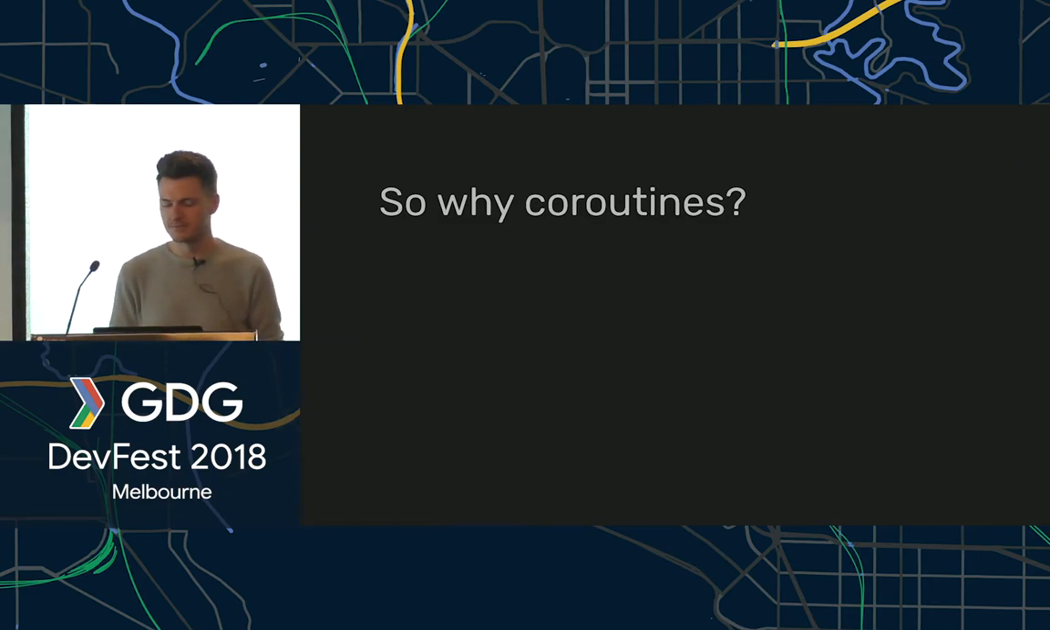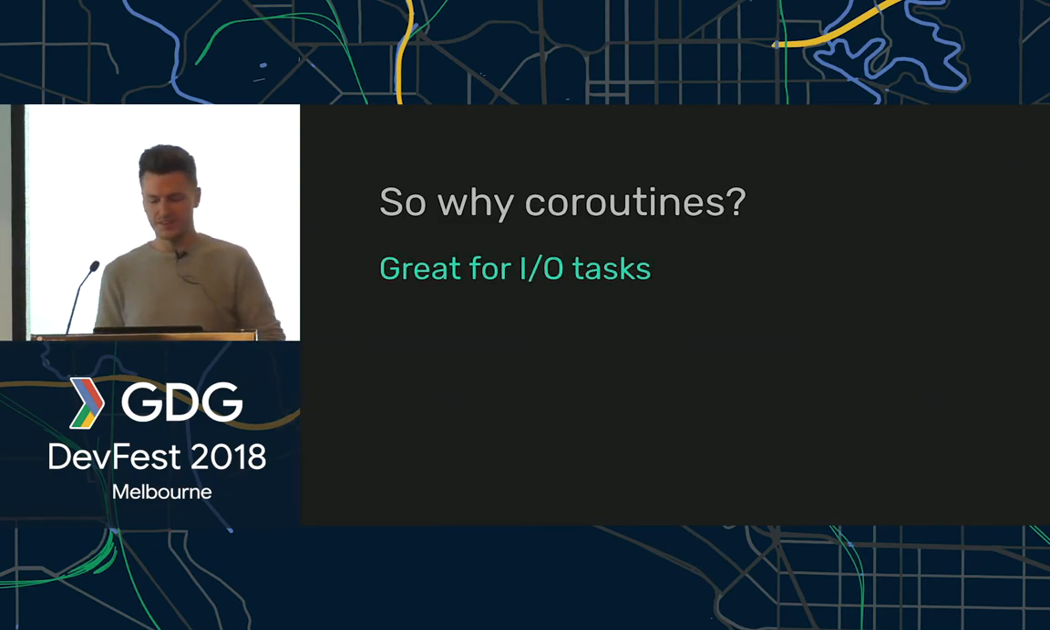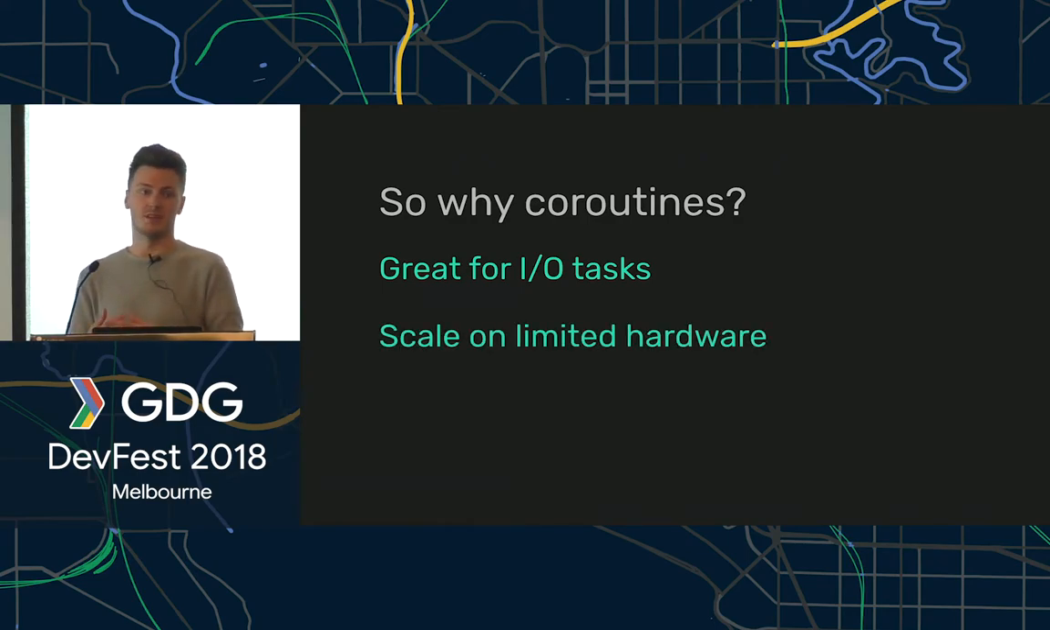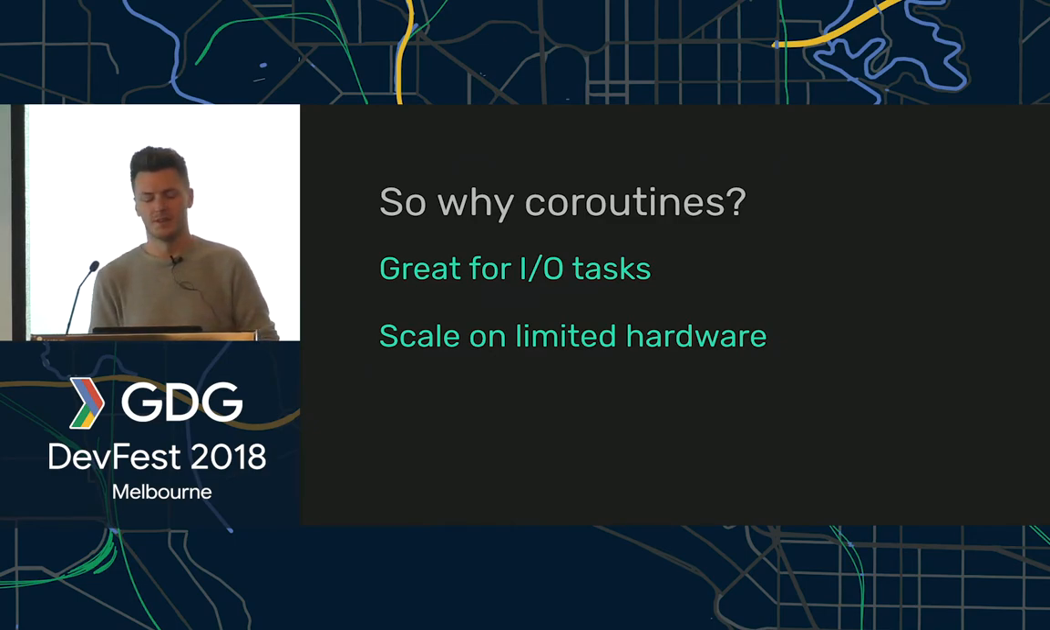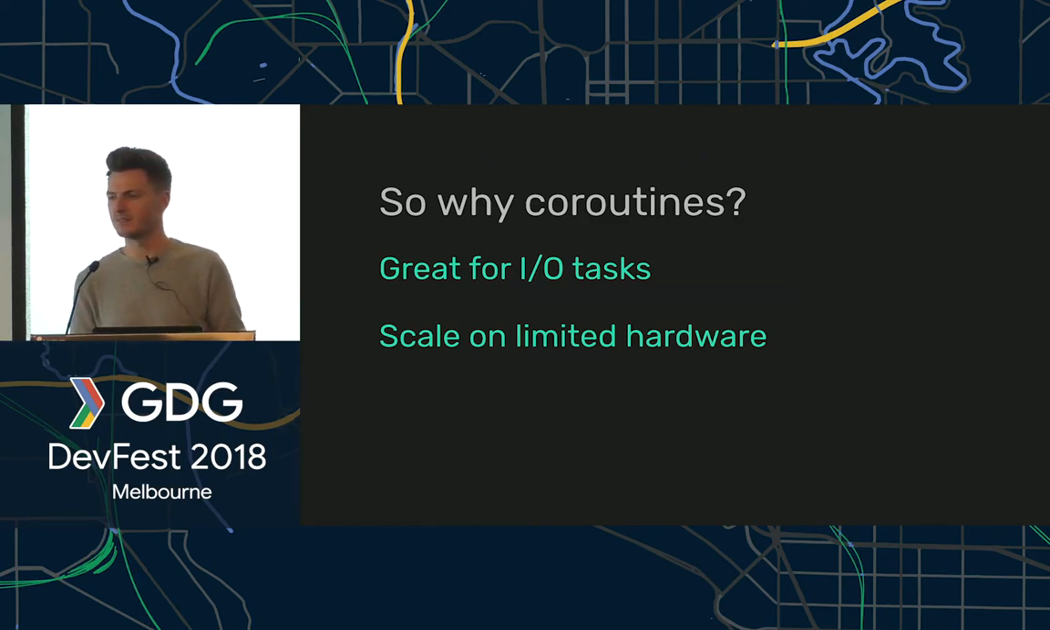So why coroutines? I think they're great for your I/O tasks, especially on a resource-constrained system like the mobile devices that we all write for. And they definitely scale on limited hardware. As I said earlier, each thread that runs on your device is about 1 megabyte to 2, it depends. And each coroutine is just a Java object on the heap, so you're looking at 10K, probably less than that. So it's a whole lot less RAM usage.